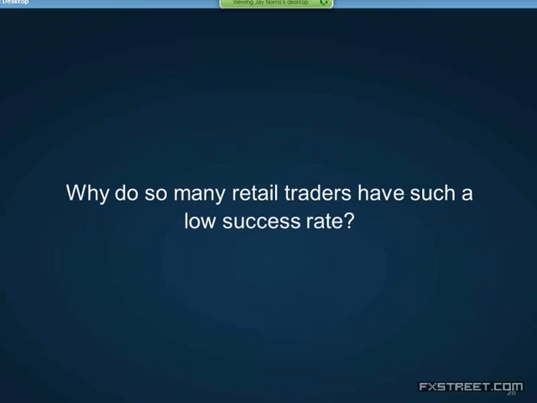Well, before you can make money, you have to have the statistics on it, okay? And this is where I'm going. Why do so many retail traders have such a low success rate?